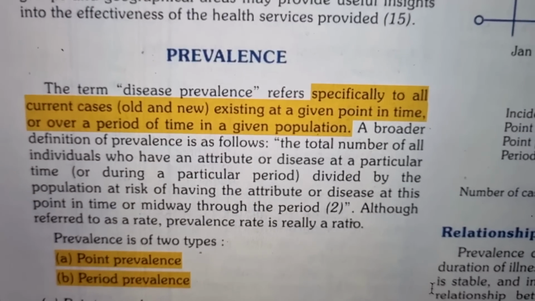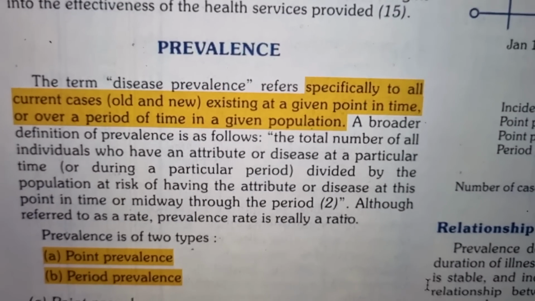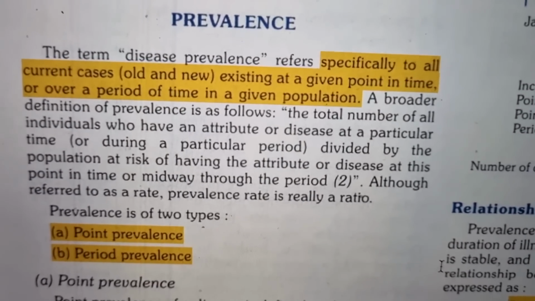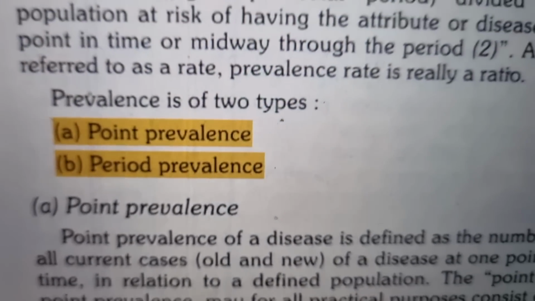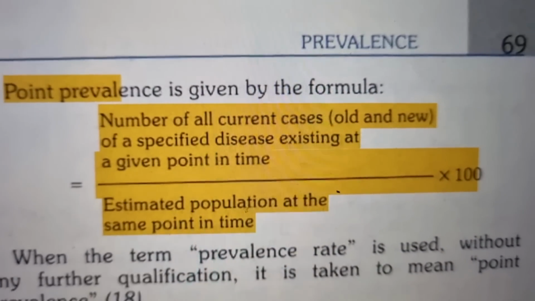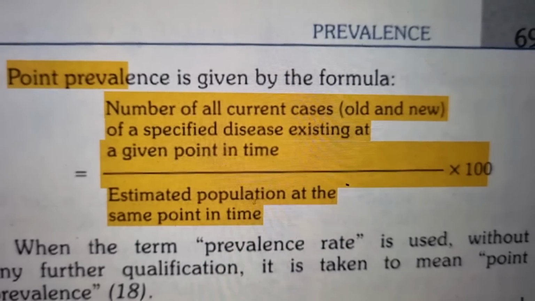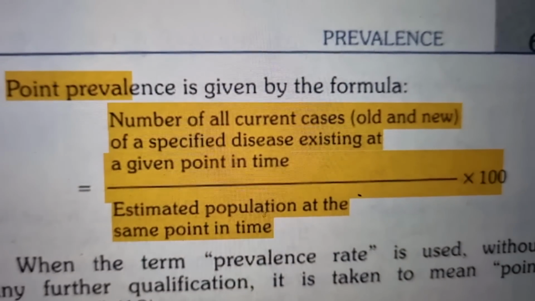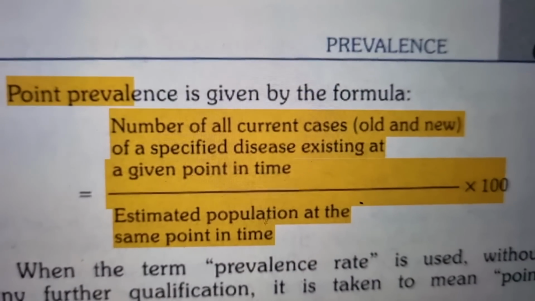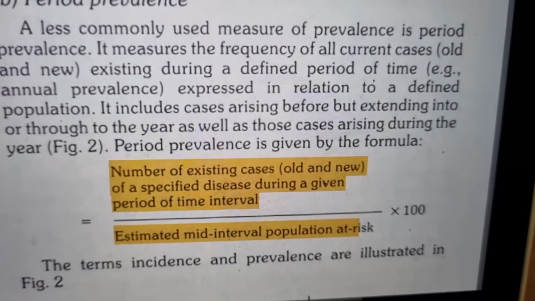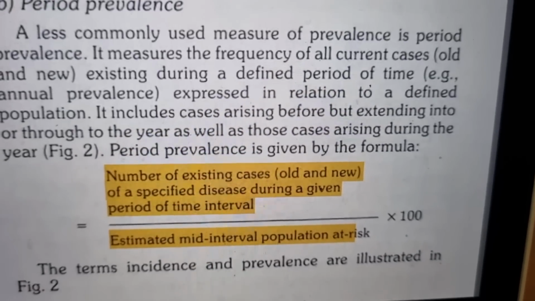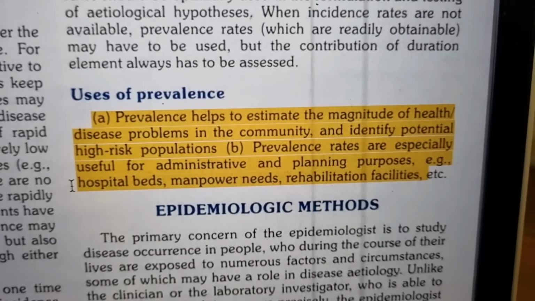Whereas prevalence is current cases, that is old and new, existing at a given point in time or over a period of time. Given point of time is point prevalence. Period of time is period prevalence. So accordingly, the formula: point prevalence is number of all current cases existing at a given point of time divided by estimated total population at the same time into 100. And period prevalence is number of existing cases during a given period of time interval divided by estimated mid-year population at risk into 100.